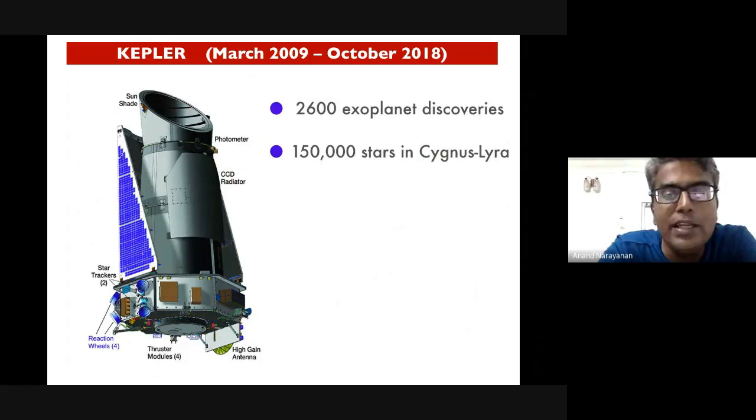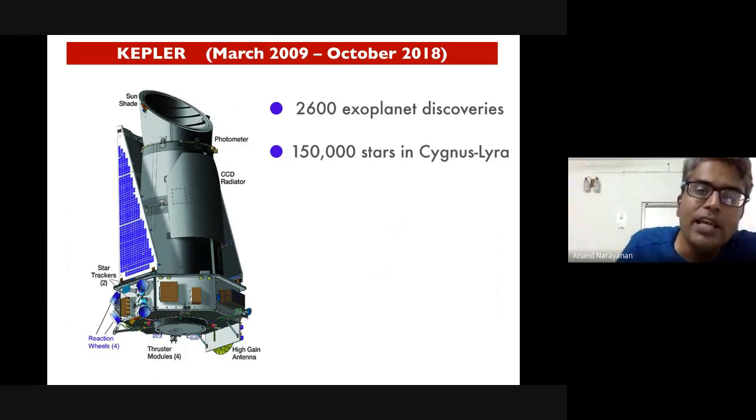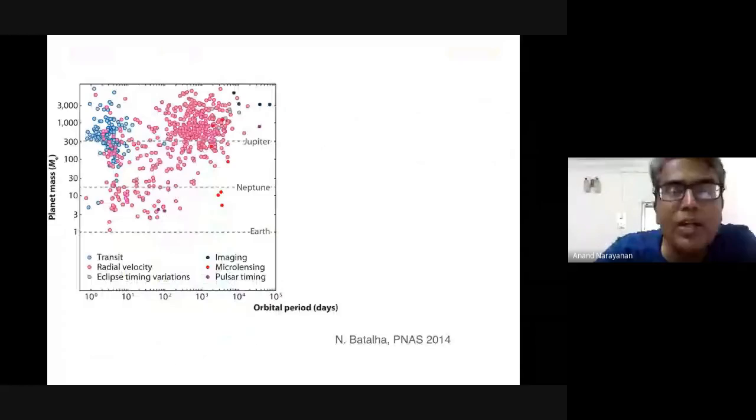During that 10-year operation, it kept on monitoring the brightness of about 150,000 stars in a particular region of the sky. And it found about 2,600 extrasolar planets orbiting many of those 150,000 stars. So Kepler really revolutionized the field of exoplanet studies. Kepler helped astronomers almost double the number of extrasolar planets that were known. So just to give you an idea of how important and how successful the Kepler Space Telescope has been.